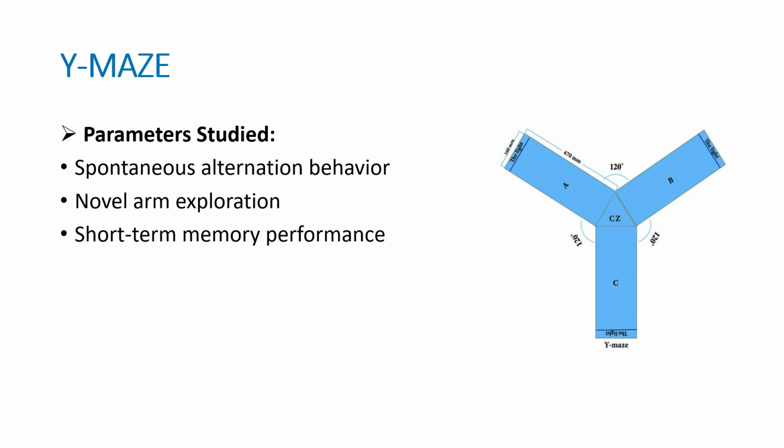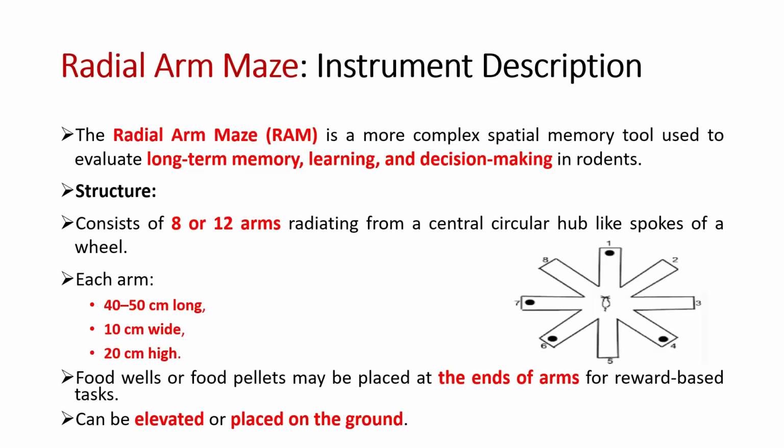So in Y maze, what parameters are studied? Spontaneous alteration behaviors, novel arm explorations and short-term memories. This all terminology we will see in detail later in this video. So now we will go ahead. We will see the radial arm maze instrument descriptions.